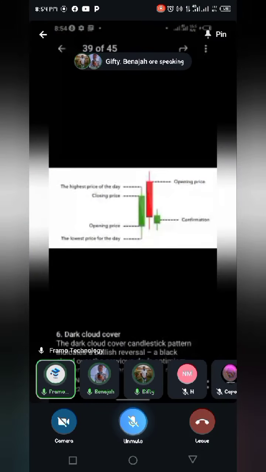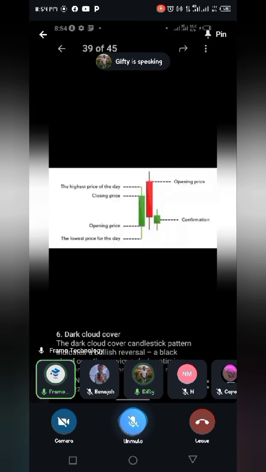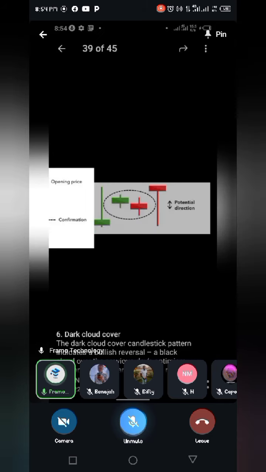Okay, so I'm saying that if you look at the closing price of the green candle and the opening price of the red candle, there is a gap. You understand? And you have to wait for it to be filled and even cover half of the body of the previous green candle. Then we say a dark cloud cover, which is the opposite of the piercing line. Therefore, the trend has changed from uptrend to downtrend.